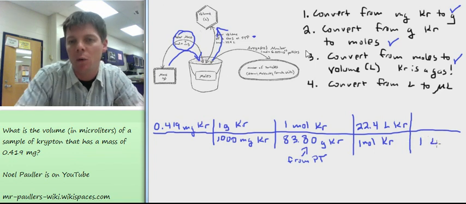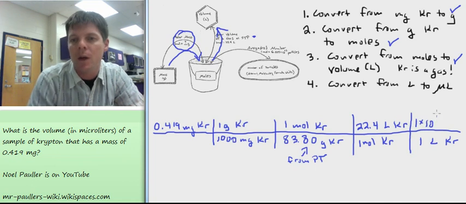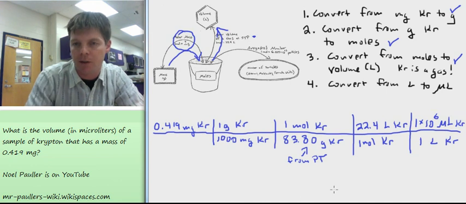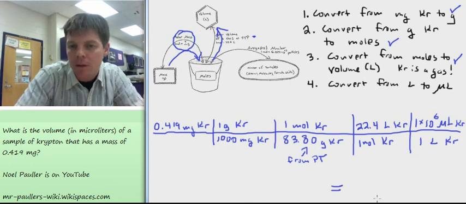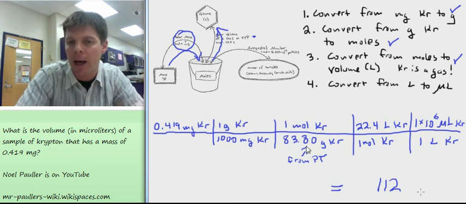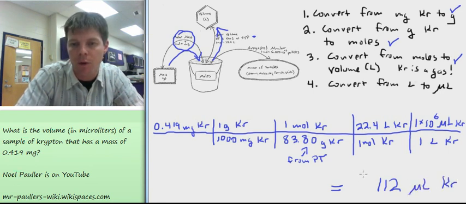My final step will be to convert my volume from liters of krypton to microliters of krypton. So I need to remember that in 1 liter there are 10 to the 6 microliters. What's left now in order to solve? I'll take my value right here, 0.419 milligrams of krypton, divide by 1,000, find that result, divide by 83.80, find that result, multiply by 22.4, find that result, and then multiply by 1 million, and find the final answer of 112 microliters of krypton.